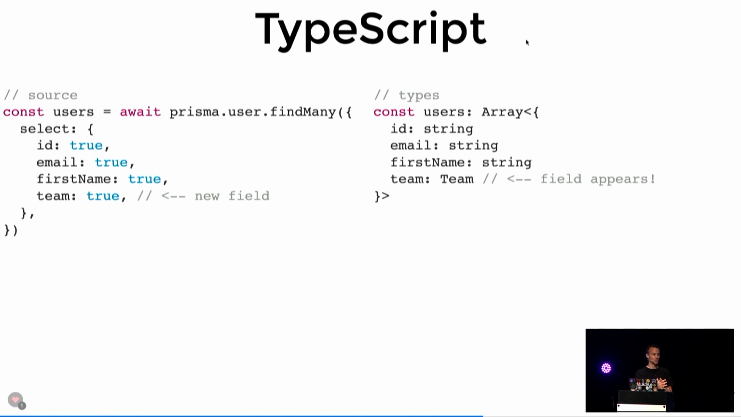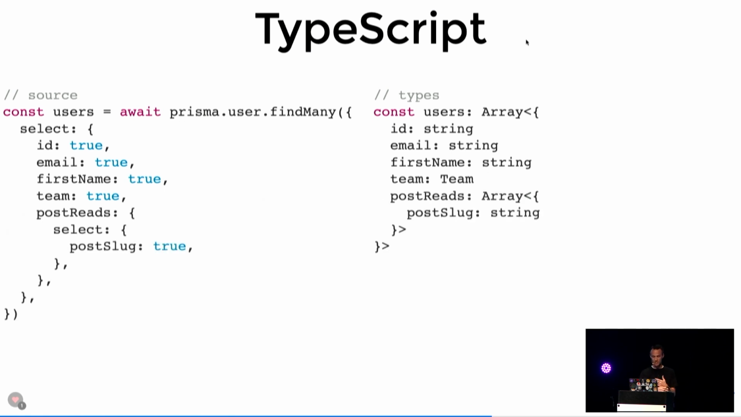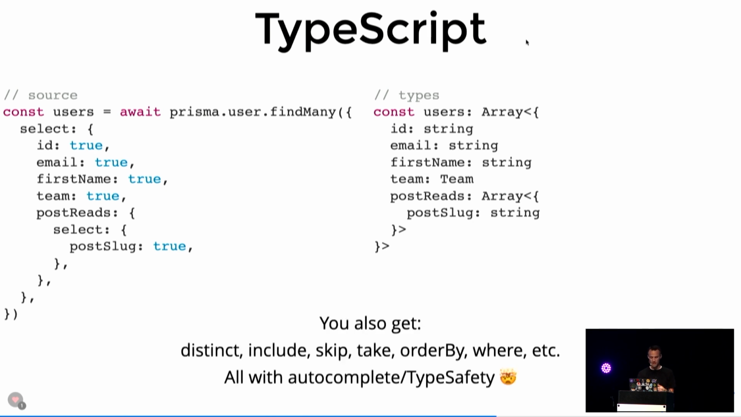And then all you GraphQL nerds out there who are awesome, sorry, I don't mean to, that sounded derogatory. I totally didn't mean it that way. But all you people who love GraphQL and the relationship stuff, I can do that with Prisma, and I don't need to add a bunch of resolvers and all of this stuff. I can just say, here, now just go get me the post reads. And this is a different table that we've got a key on. And I can get all the slugs for the blog posts that these users have read. And they are just added to the types automatically. And then, of course, you get distinct and include and skip and take, order by, where. All of that stuff is auto-completed in TypeScript.